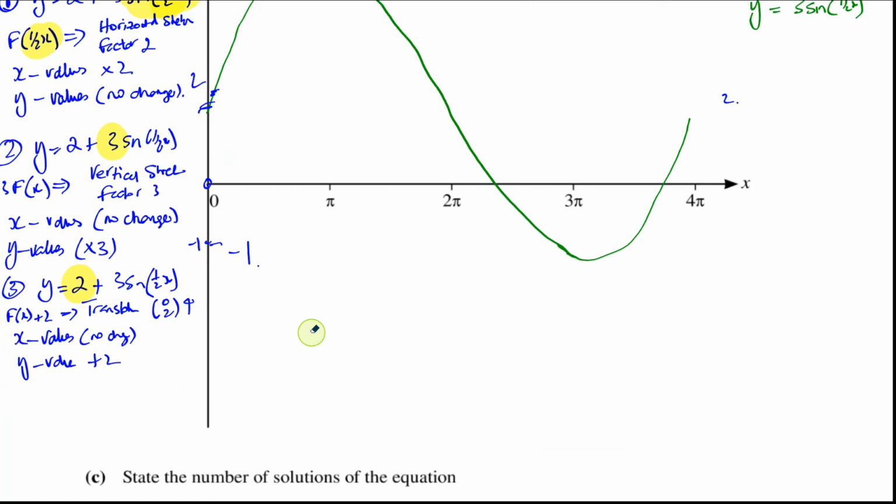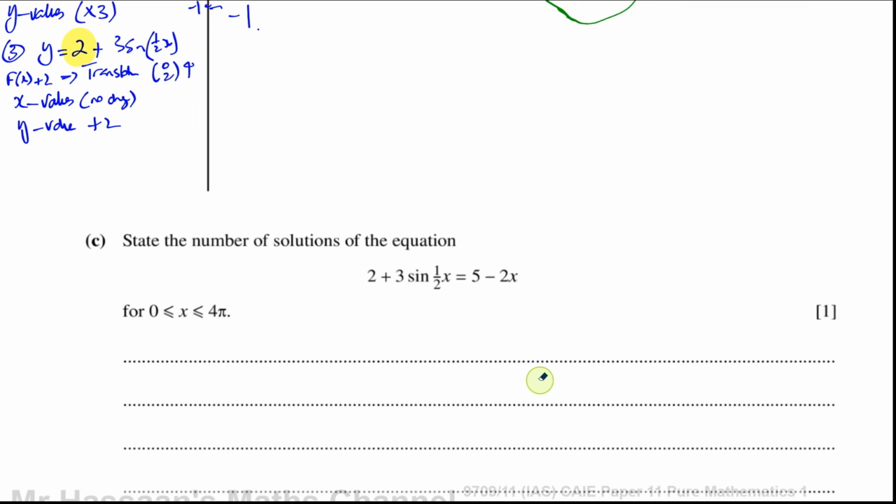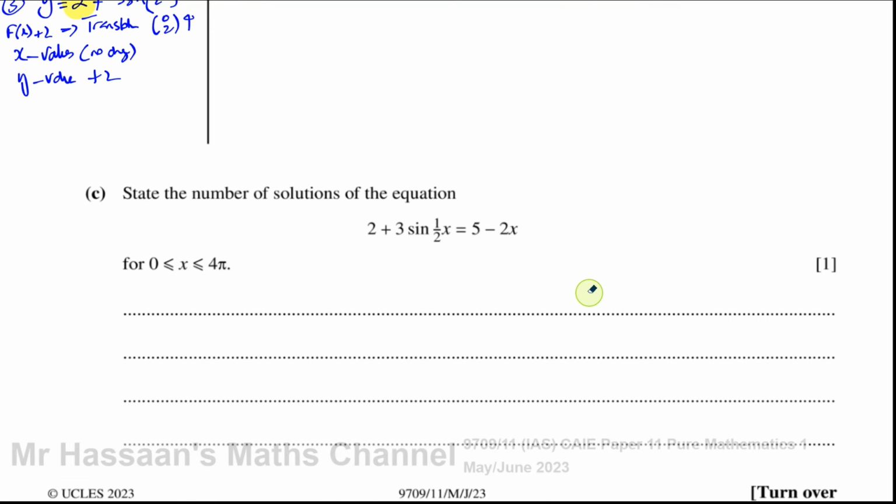Now, for the last part of the question, it says, state the number of solutions for the equation 2 plus 3 sine a half x equals 5 minus 2x, for x between 0 and 4 pi. So basically, this is what's already drawn, and we've got to see how many intersections there will be between these two. So when we have y equals 2 plus 3 sine half x, and y equals 5 minus 2x, when we solve these two equations simultaneously, we're basically finding how many times they intersect.